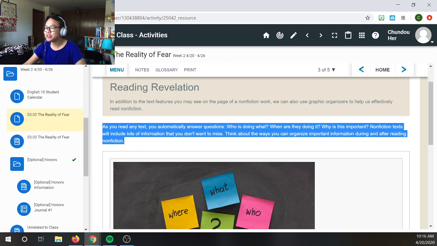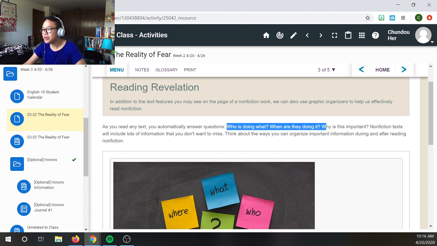So as you read any text, you automatically answer the questions: who is doing what? When are they doing it? Why is this important? Nonfiction text will include lots of information that you don't want to miss. Think about ways that you can organize important information during and after reading nonfiction.